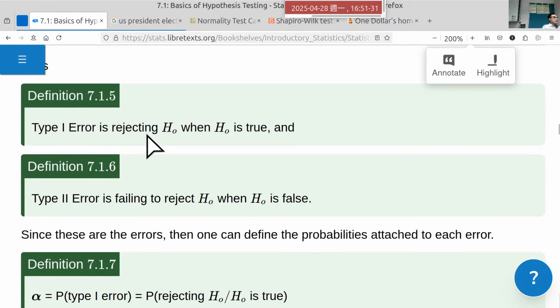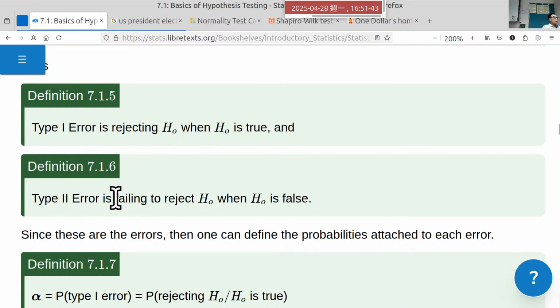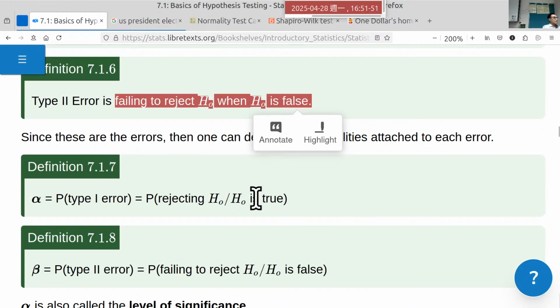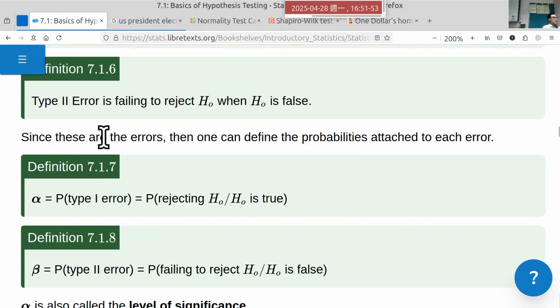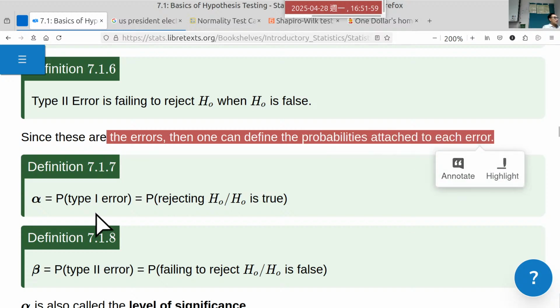The definition: type 1 error is rejecting the null hypothesis when it is true. Okay, that's type 1 error. Type 2 error is failing to reject the null hypothesis when it is false. It is false, but you didn't reject it. Okay. Since there are two errors, one can define the probability attached to each error.